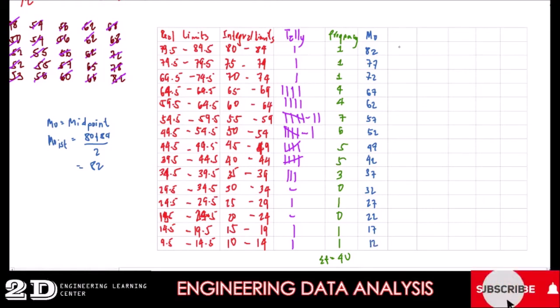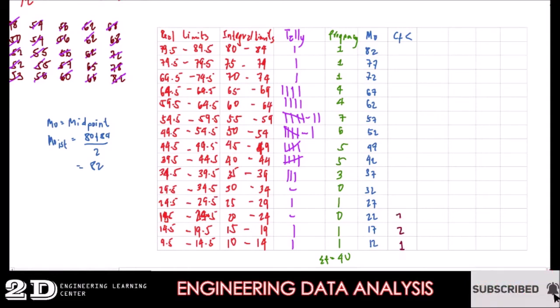Now we will go to CF less than, or the cumulative frequency less than. For the cumulative frequency less than, you will start at the bottom. First we write the frequency for this interval. Let's have this one in maroon. For this one, the frequency is 1. Then for the next interval, you add this to the frequency, so 1 plus 1 is 2.